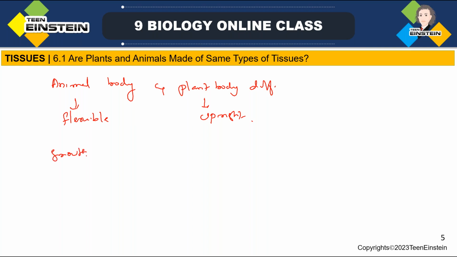Growth pattern, right? So growth pattern is also different. In plants, we can see some parts will be growing, or the cell activity will be there throughout the life. But animals grow up to a certain level, then attain maturity, then move to the reproductive stage, like that, right? But in the plant body, it's not like that.